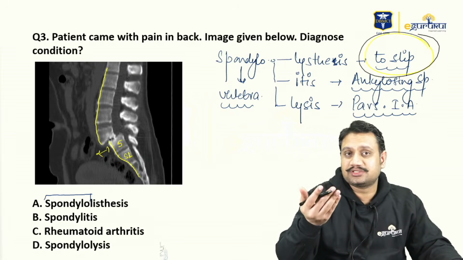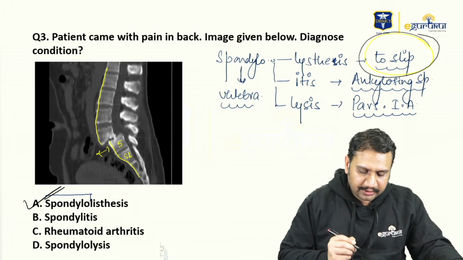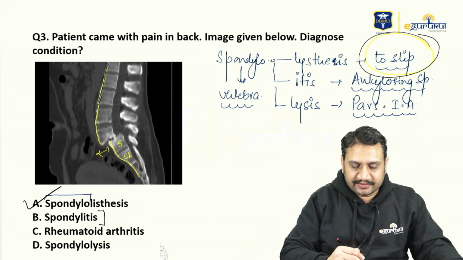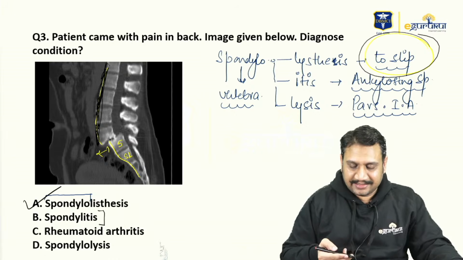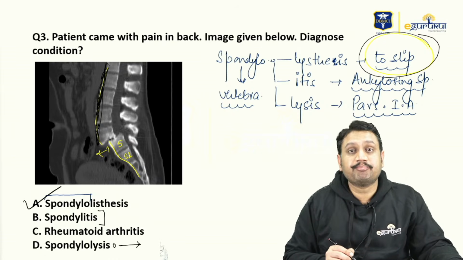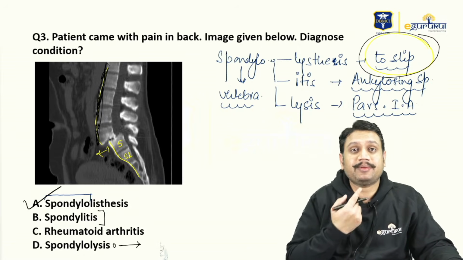So if this question was there with the same kind of image or some other options, you know it is spondylolisthesis. Why can it not be itis? In inflammatory change, you will see fusion of all the anterior margins of the vertebrae, which is not seen here. Why can it not be lysis? Because lysis is a break, or you can say breach, where the pars area is, the neck of the dog. Remember the neck of the dog.